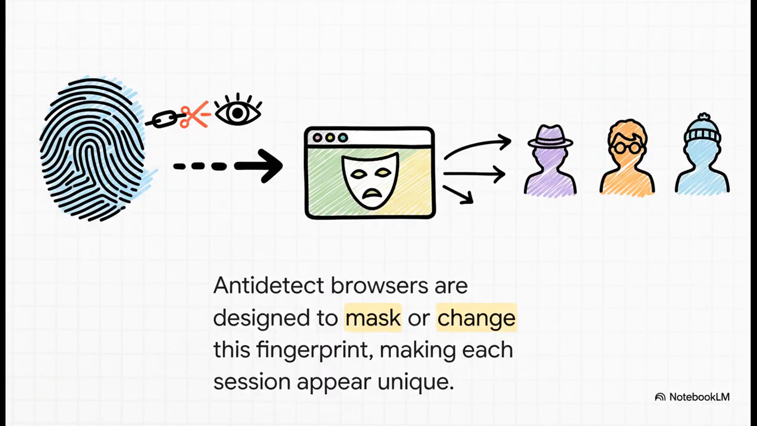Okay, so that's where anti-detect browsers come into play. Their whole job is to act like a digital disguise. They change or fake all those little details. So the big idea is, every time you start a new session, you look like a brand new person to the websites you visit. You have a totally different digital fingerprint, and that breaks the tracking chain.